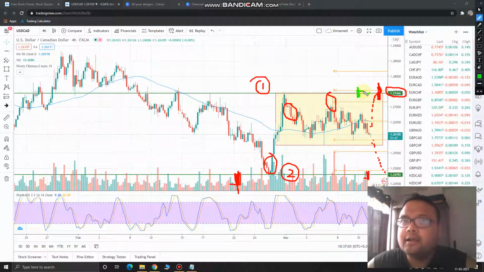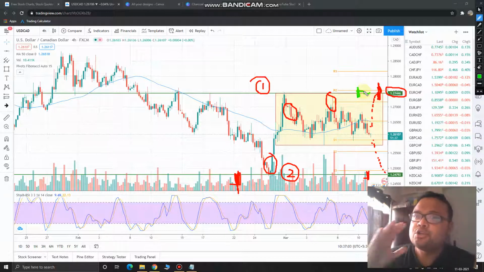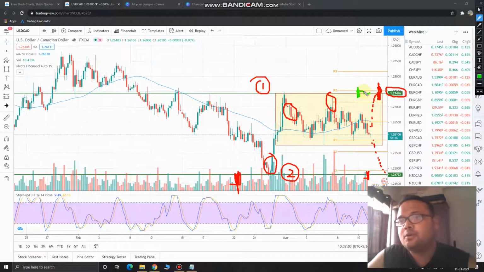Again, let the resistance become the support, wait for 1 hour at least. Confirmation is very important and the price should get the support of volume. Then only we can consider that it's a breakout. So these are the two important levels for US dollar, Canadian dollar.